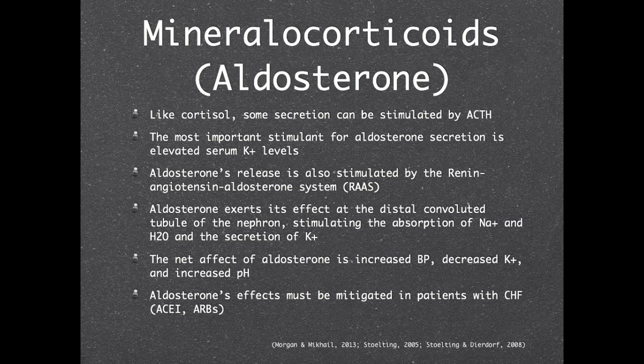Aldosterone acts at the distal convoluted tubule to absorb sodium and water in exchange for potassium and hydrogen ion secretion, with the result being increased blood pressure, decreased potassium, and increased pH. Remember the vicious cycle of CHF. CHF decreases cardiac output, decreasing GFR and stimulating RAS. Aldosterone then increases sodium and water absorption, worsening the CHF. This effect can be mitigated by ACE inhibitors or ARBs.